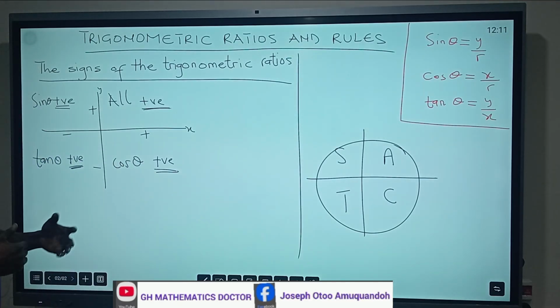So we will use this concept to answer various questions under these ratios.